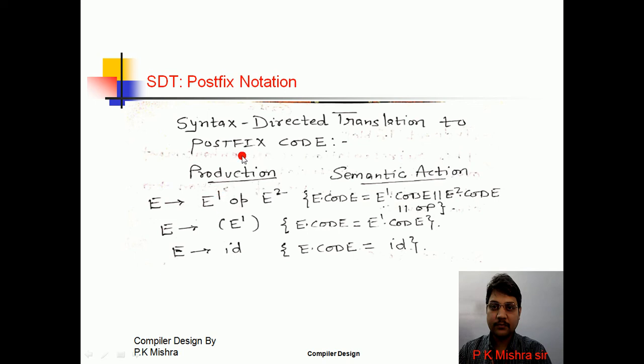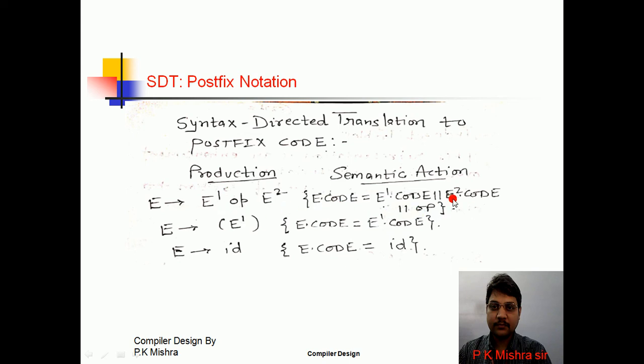If there is a question that asks you to write a syntax directed translation scheme for postfix notation, then remember these three productions, because without these three productions we cannot write the semantic action. So remember it. For E gives E1 OP E2, what is the semantic action? E dot code equals E1 dot code concatenate E2 dot code concatenate OP.